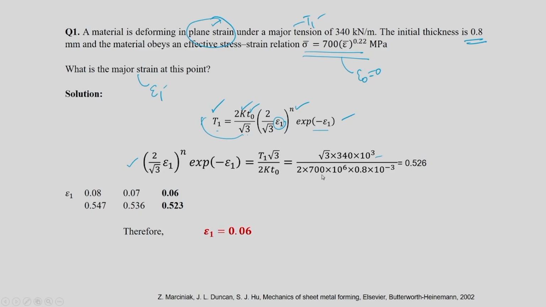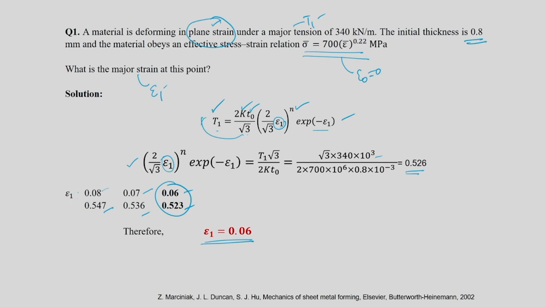Okay, and then you can solve this to get 0.526. So now you need to check for which value of epsilon 1 you get 0.526. You can take a small value and start evaluating it. So if you put epsilon 1 as 0.08, you get 0.547, then 0.06, you get 0.523 approximately, which is the same as this. So epsilon 1 equal to 0.06 is a way you can get epsilon 1.